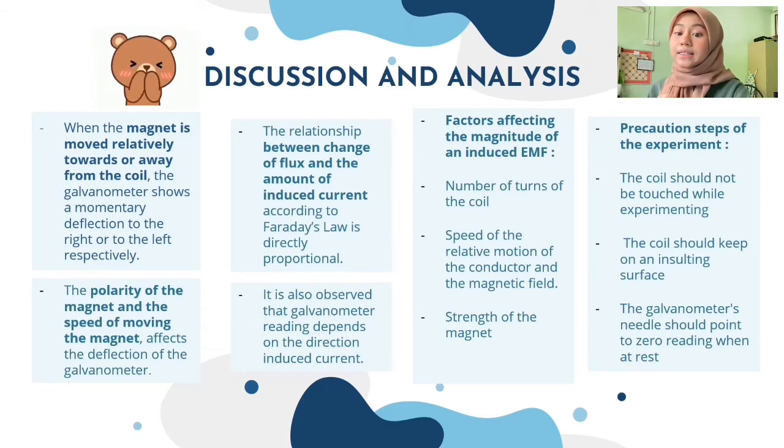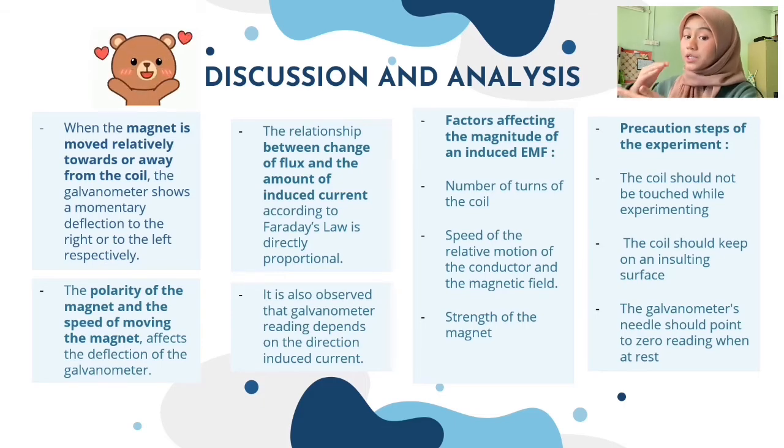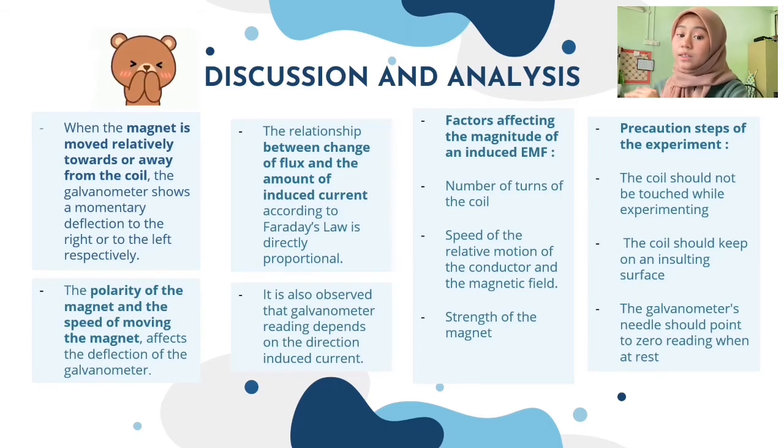Furthermore, the difference that we have observed between when the magnet moves quickly and when the magnet moves slowly is that when the magnet moves quickly, the voltage is higher compared to when the magnet is moved slowly. This is because the wire will cut the lines of flux at a faster rate, so more induced EMF would be produced.